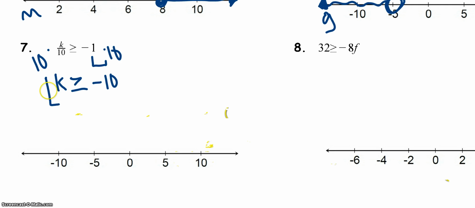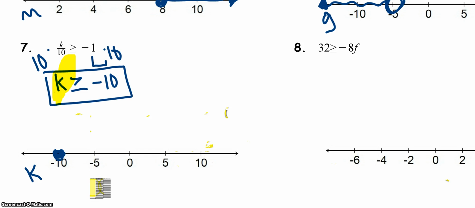So k is greater than or equal to negative 10. I have my variable underneath the line, a closed circle at negative 10, and k is getting eaten. That means any number that I substitute in for k has to be larger than negative 10. Any number larger is going to go to the right, so I'm going to shade all the solutions to the right of negative 10 because all of those solutions will make it true.